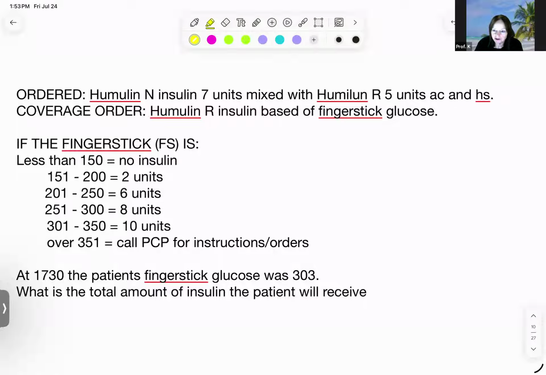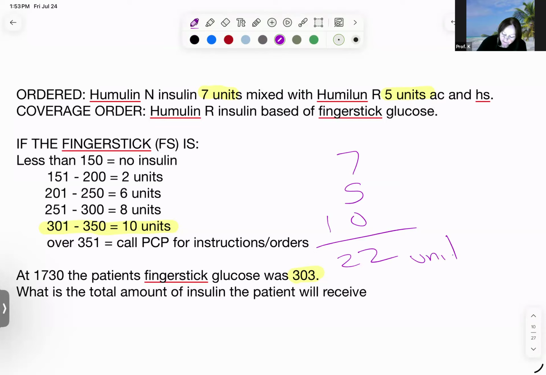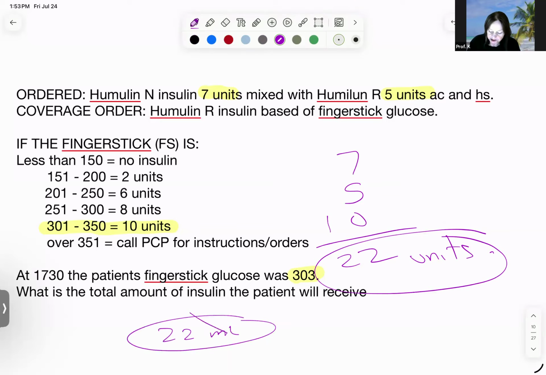So when you find yourself struggling, just bring it back to the basics. Go through it. 7, 5, AC and HS. Oh, a coverage. It was 303. 303 falls here. So now I have to go 7 plus 5 plus 10. And don't forget to write units. Insulin is only given in units. If you gave 22 milliliters, you will kill your patient. Insulin only in units. That's why the unit of measure matters.